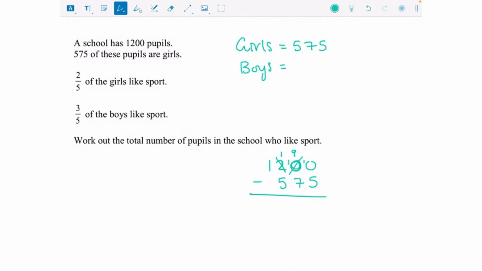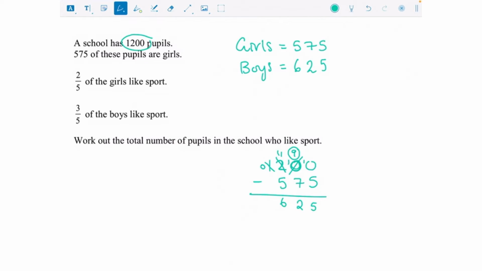10 take away 5 is 5. 9 take away 7 is 2. And 1 take away 5 we can't do, so let's borrow this 1 here. 11 take 5 is 6. So there are 625 boys. And we could double check that by adding together and checking that we get 1,200.